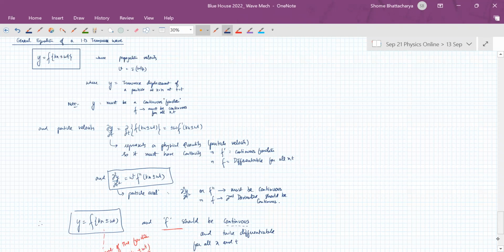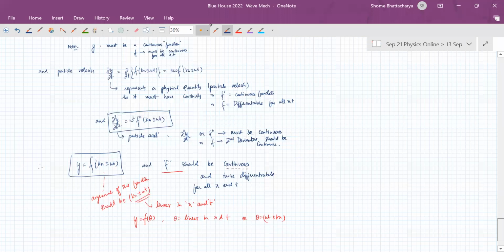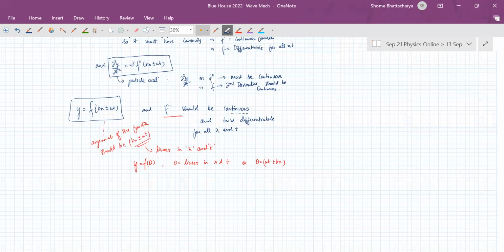So can you show the below part? Yeah, just showing this part. Okay.